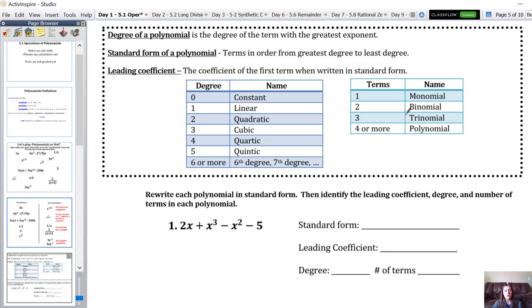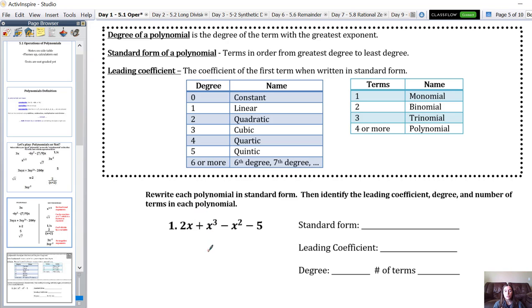Now, based on the number of terms, you can also have a different name. If there's only one term, we call that a monomial, mono meaning one. 2 terms is a binomial. 3 terms is a trinomial, all of those we've seen before. And then 4 or more, we just call it a polynomial. We don't have any specific names for 4 or more.